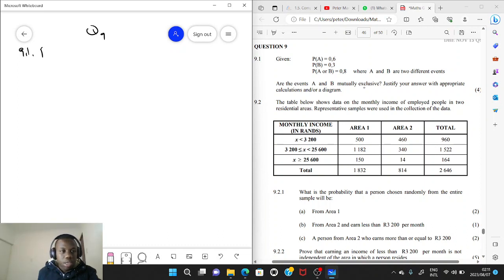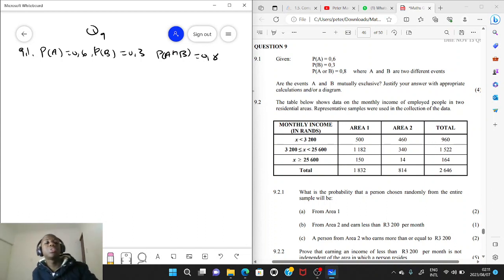In 9.1, we are given that the probability of A is equivalent to 0.6, the probability of B is equivalent to 0.3, and the probability of A or B is equivalent to 0.8. So here's the question: are events A and B mutually exclusive? Justify your answer with appropriate calculation or a diagram.